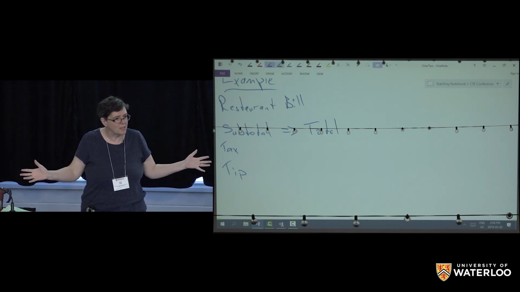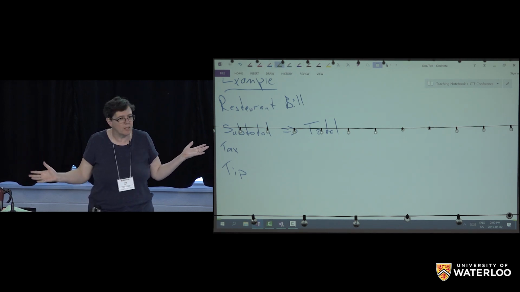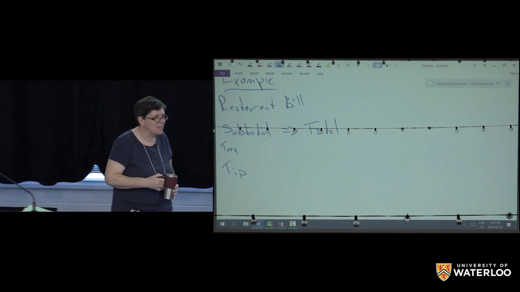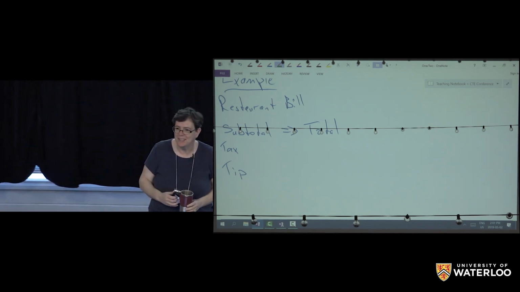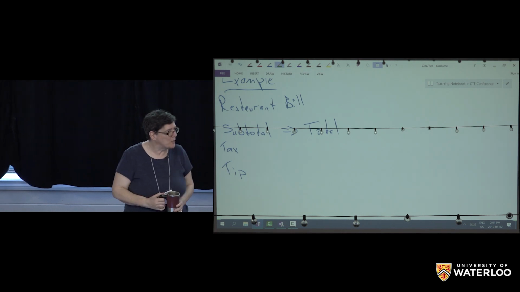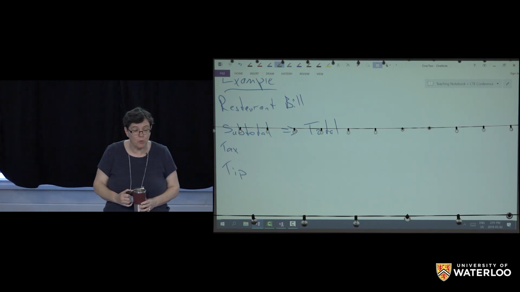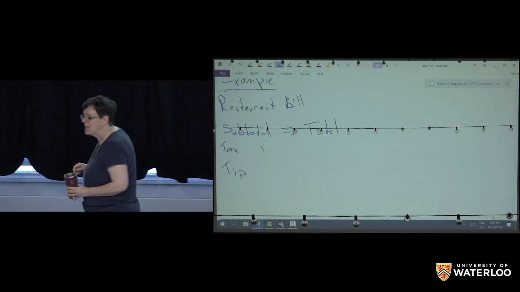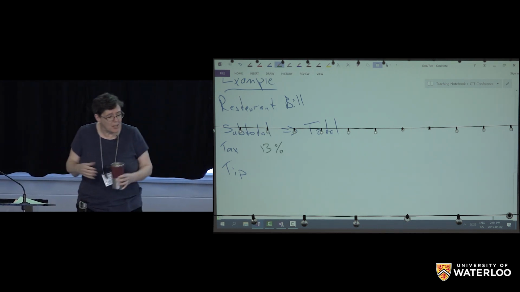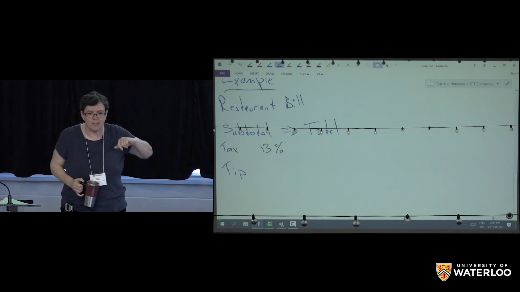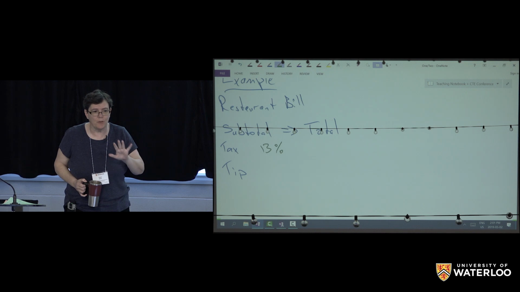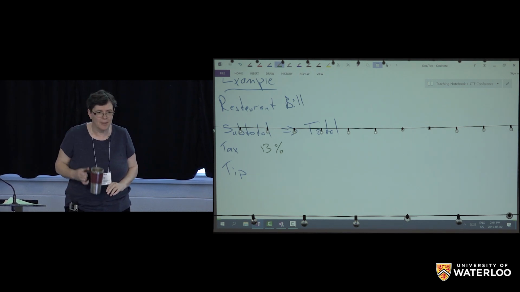So how do I calculate tax? Thoughts? Ideas? Anybody? Tax? Anybody paid a restaurant bill lately? What do I do for tax? Anybody know the rates? 13%, thank you. So there's not much to that. I'm going to take that and multiply it by that 13%. Okay, now we're going to figure out the tip. How should I figure out the tip?